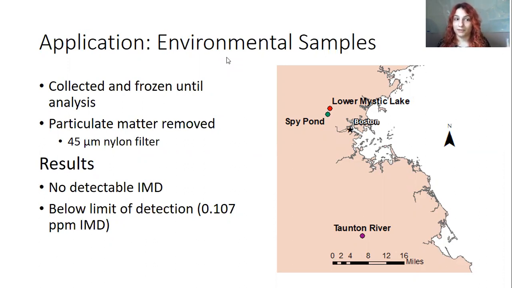And our results were that we couldn't find any imidacloprid, and that was maybe a good thing because imidacloprid's bad. That could also be because it was below our limit of detection, because we didn't see any peaks at all. It could also be because it was winter and the application of pesticides is typically lower in the colder seasons, as well as it's just not something that's typically used in Massachusetts as much as it is in other states.